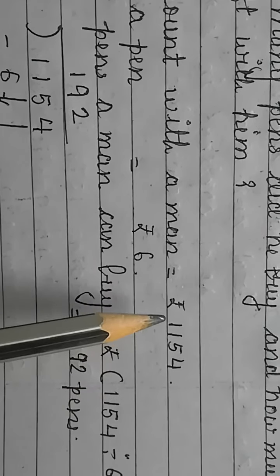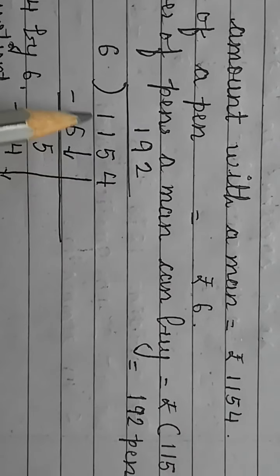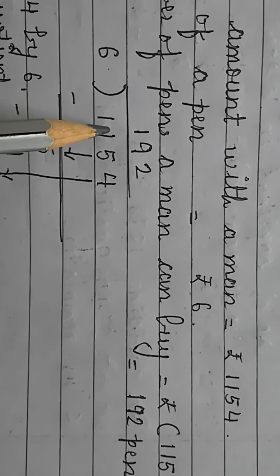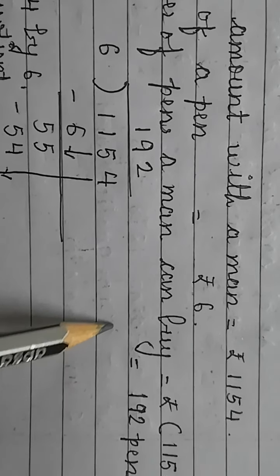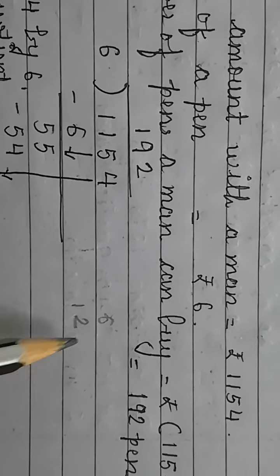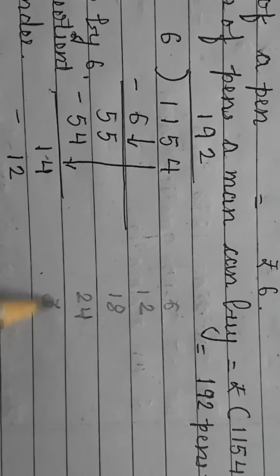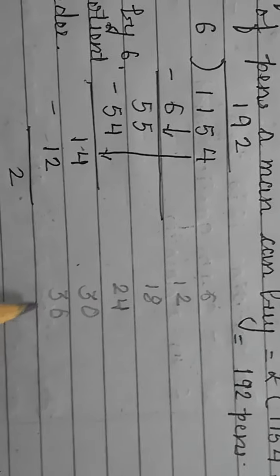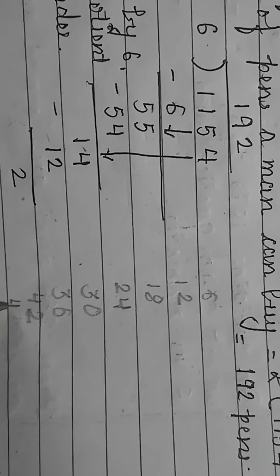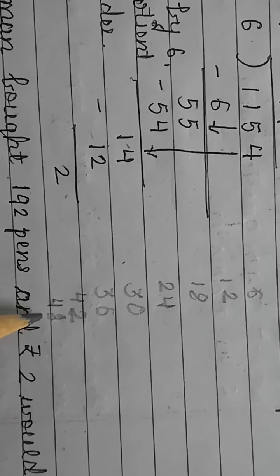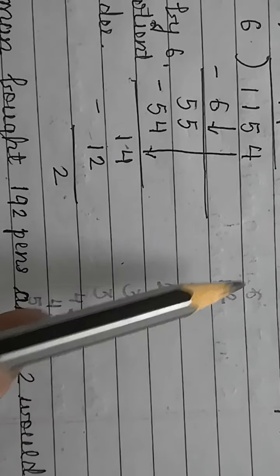So let's start dividing 1154 by 6. Now look here, we have arranged the sum, 1154 divided by 6. Now we will write the table of 6 here. 6 ones are 6, 6 twos are 12, 6 threes are 18, 6 fours are 24, 6 fives are 30, 6 sixes are 36, 6 sevens are 42, 6 eights are 48, 6 nines are 54. Okay, so we will check now.